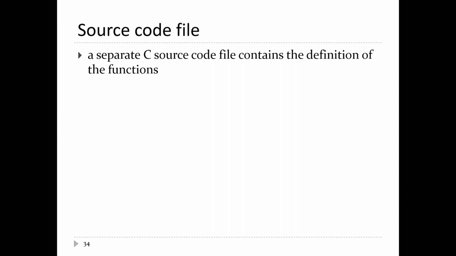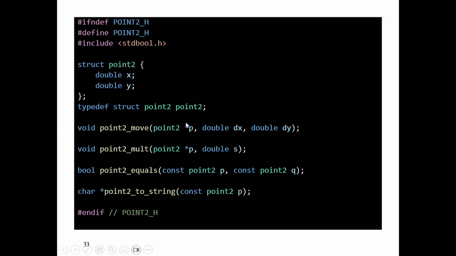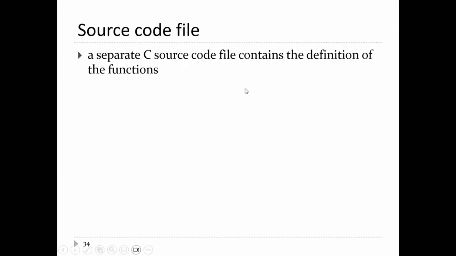All right, so there are my functions. We need the definition of the functions somewhere, so they go into point2.c. A separate C source code file contains the definition of the functions. If you have a reason to, you can put it into multiple source code files, but our types are relatively small, so we're just going to put everything into the same source code file.